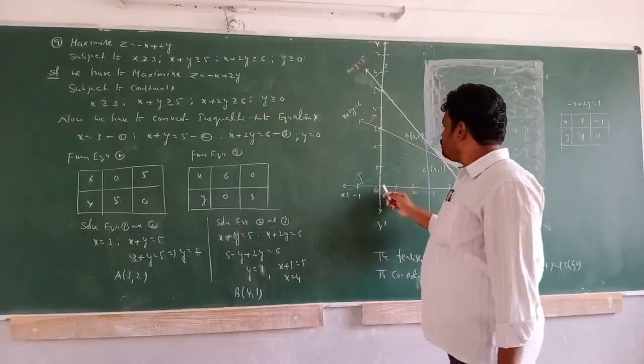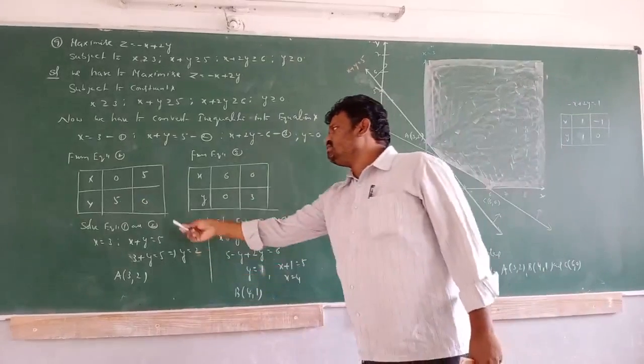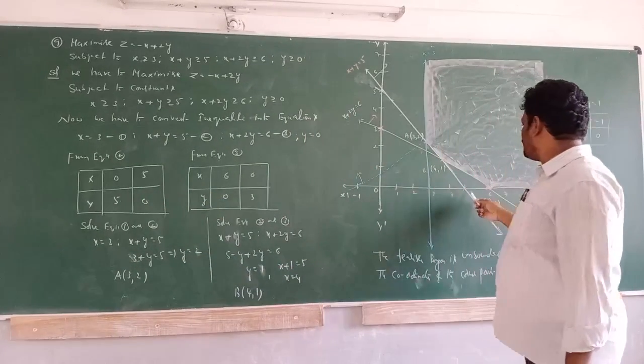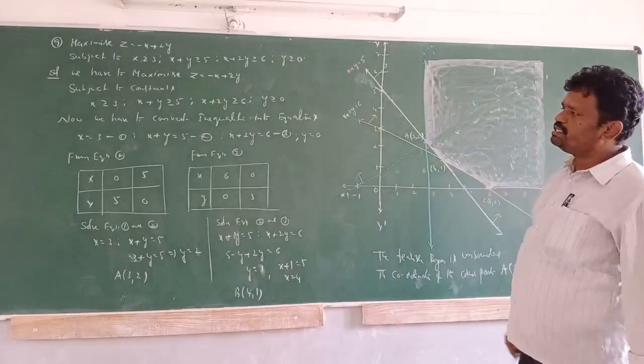Then x is equal to 0, y is equal to 5. This is the point. Okay? So after that, y is equal to 0, x is equal to 5. Now this is another point. Now if you join that white line, that is the x plus y is equal to 5 equation.